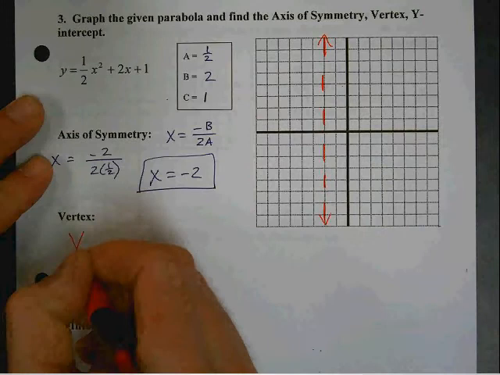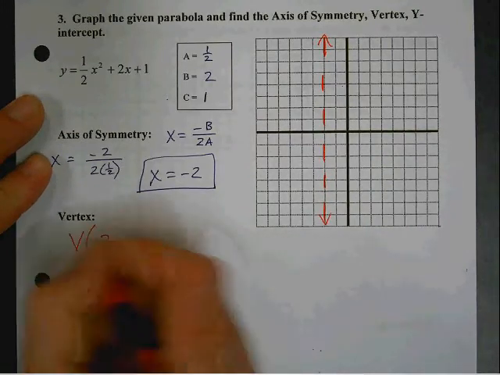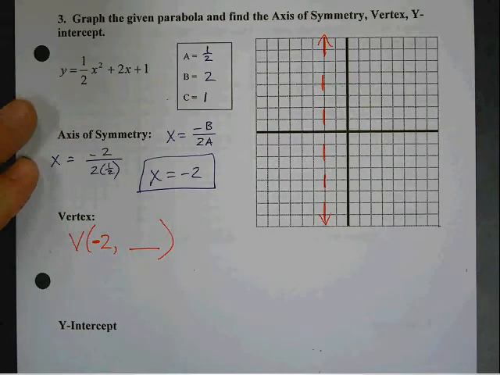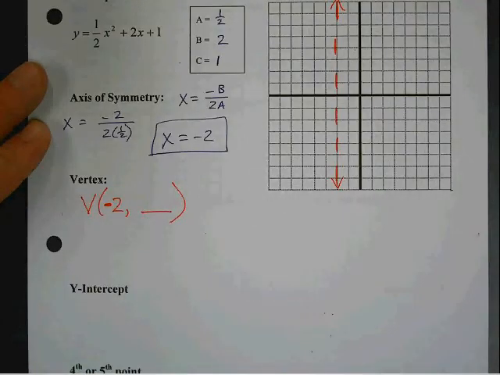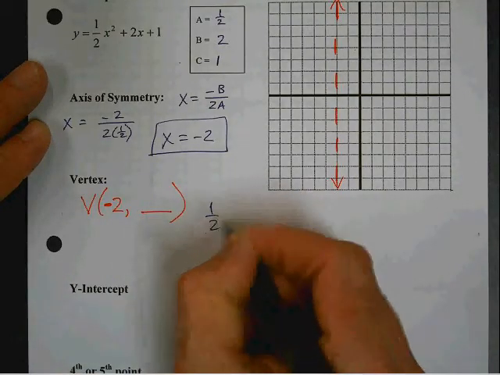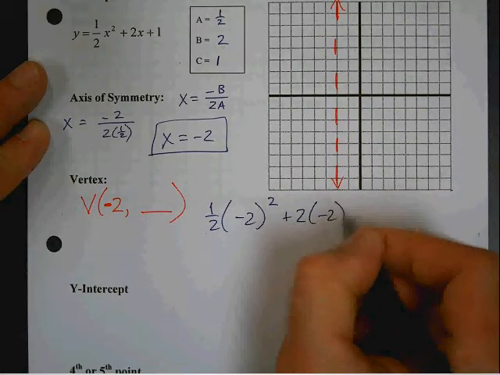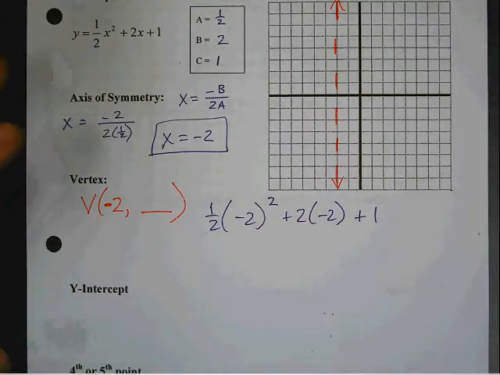Vertex: negative 2, comma blank. Here we go. 1/2 times negative 2 squared plus 2 times negative 2 plus 1. Abby, you see where I'm putting those numbers in from? I come up here to this equation, that 1/2 x squared, and I took this value of negative 2, and I just stuck it in for the first x and the second x.